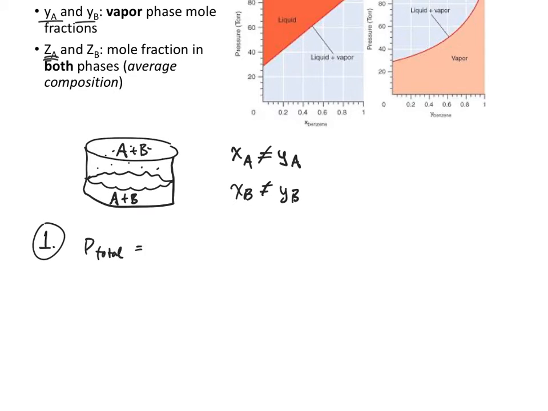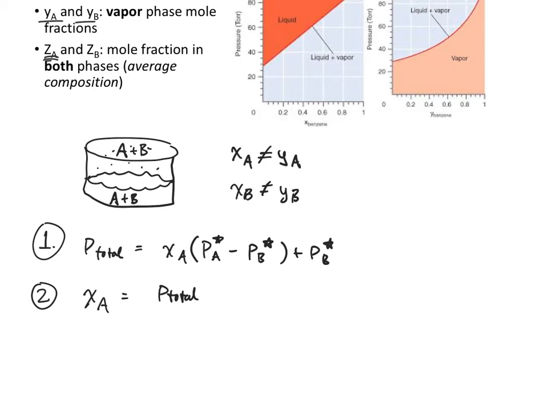The total pressure is going to be equal to the mole fraction of A times the vapor pressure of pure A minus the vapor pressure of pure B, plus the vapor pressure of pure B. So that's the first key equation. The next one, what does the mole fraction of A equal? It's going to equal that total pressure minus the vapor pressure of pure B, divided by the vapor pressure of pure A minus the vapor pressure of pure B.